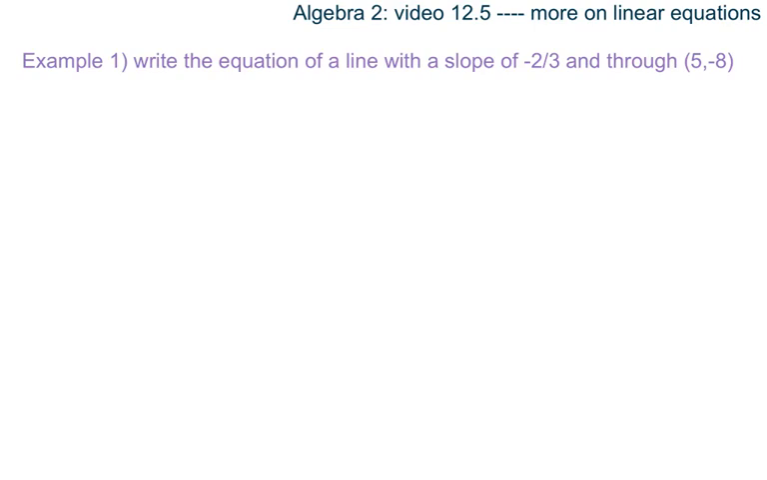So the first of 4 examples I will show you, I want you to write the equation of a line with a slope of negative 2/3 and through (5, -8). So it's somewhat basic. I'm going to use the equation y equals mx plus b. This one, however, will have a fractional answer for the slope and the y-intercept. Just want you to see that not all math problems involve nice whole numbers.